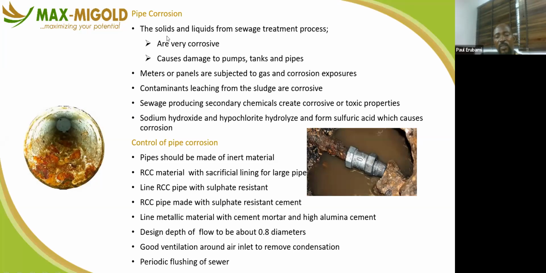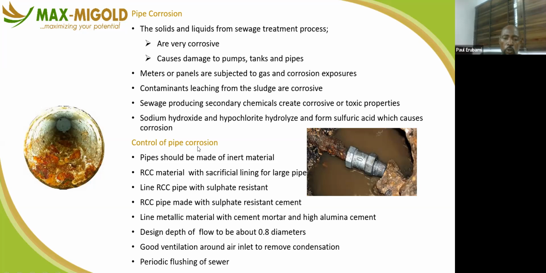Then, what are the effects that are associated with your sewage treatment? There's no way you can have a sewage treatment plant without what we call corrosion. You are definitely going to have corrosion, which causes damage to pumps, tanks, and pipes. Meters or panels are subject to gas and corrosion exposure. These are all problems associated with your sewage system.